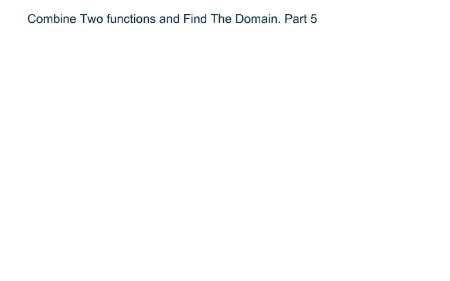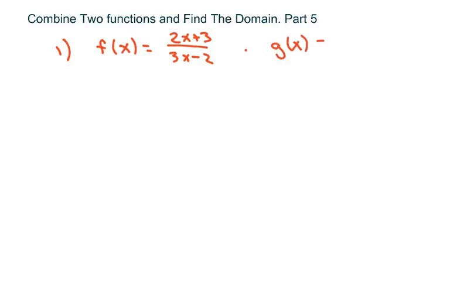Hi everyone. We're going to do two last problems with combining two functions and finding the domains. Our first set is f of x equals (2x plus 3) over (3x minus 2), and g of x equals 4x over (3x minus 2).